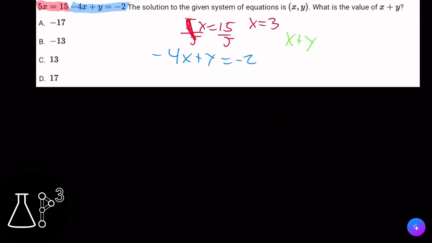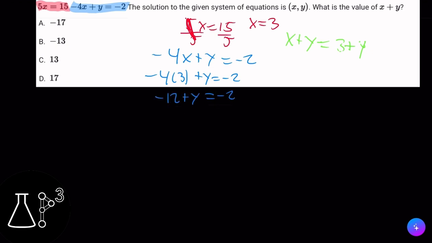So now I plug in 3 for x, and now I need to find my y value. What I can do to find my y value is plug in 3 to the second equation and figure out my y value. So ultimately that's going to be negative 4 multiplied by positive 3 plus y equals negative 2. Negative 4 multiplied by positive 3 gives me negative 12 plus y equals negative 2.